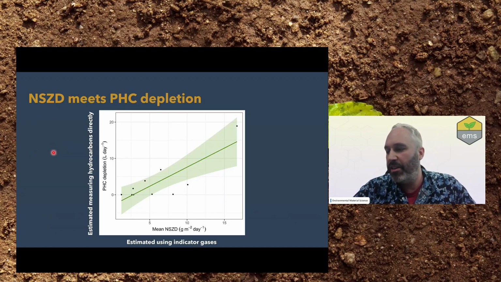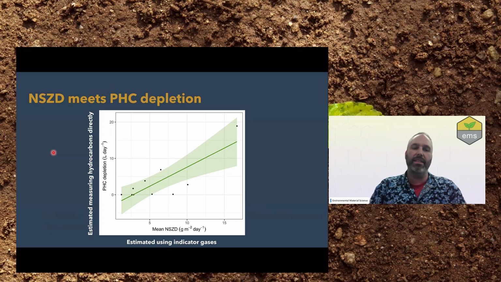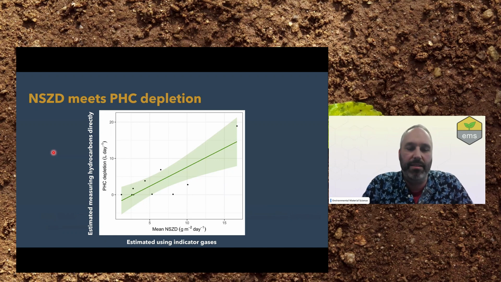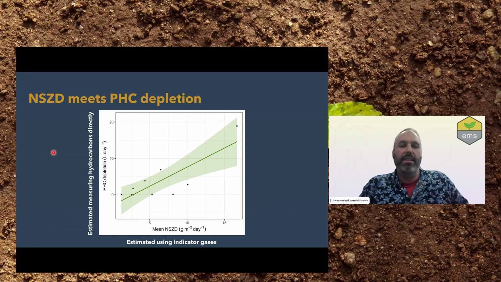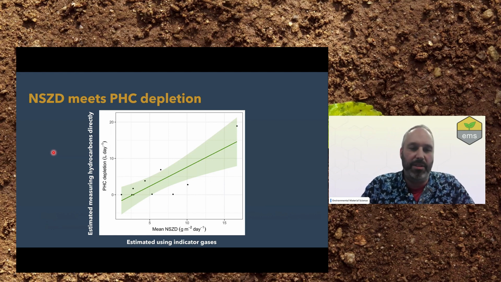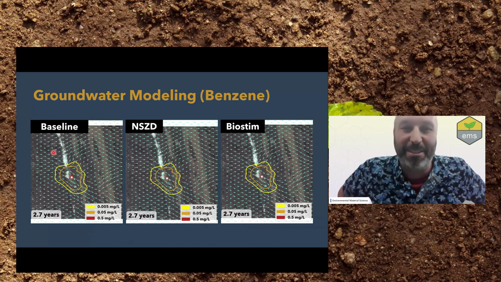And the bonus, if you're measuring both hydrocarbons and their biological indicators of depletion, you get two estimates of how depletion is going at the site. And there's a nice relatively tight relationship. I've got to update this with our recent sites, but it's nice to see that NSZD is correlated with hydrocarbon depletion, which is what you'd expect.